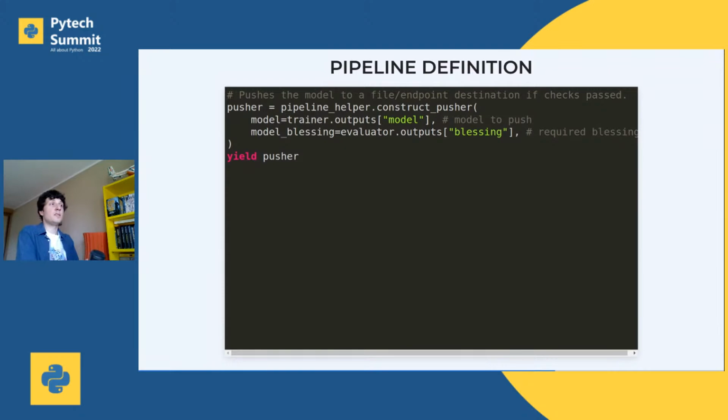And finally, the last step of the pipeline is the pusher component, which can push the model to a directory if you're running locally, or if you're running in the cloud, it's going to push it to an endpoint on Google Cloud Platform. And it's going to only push it if it received model blessing. So if we configured our evaluator to give a blessing only if we, for example, improve over the previous model, we can thus make certain that we never push a worse model to production than we already trained in the past.